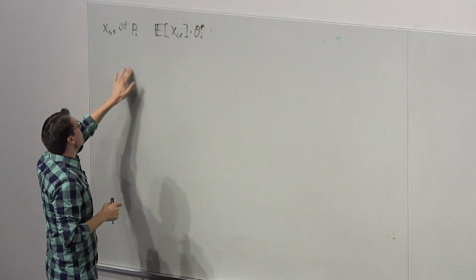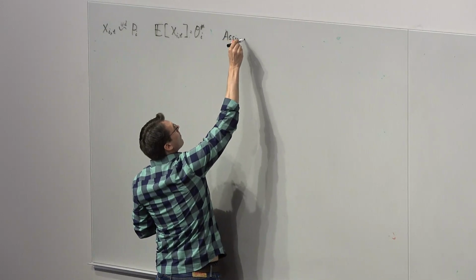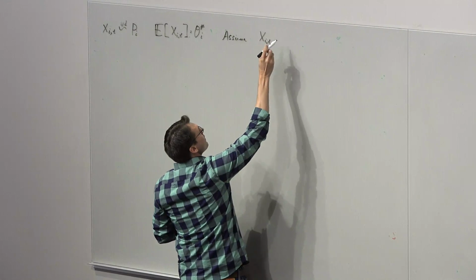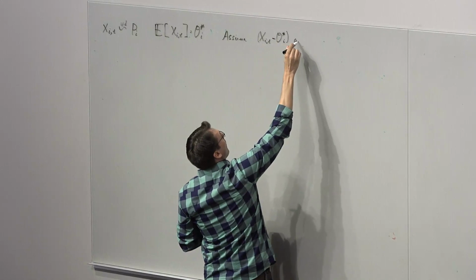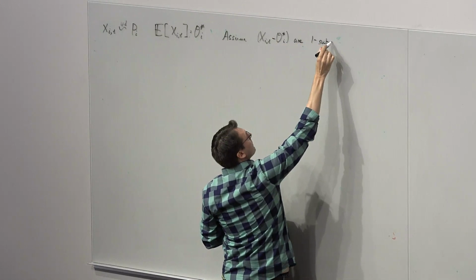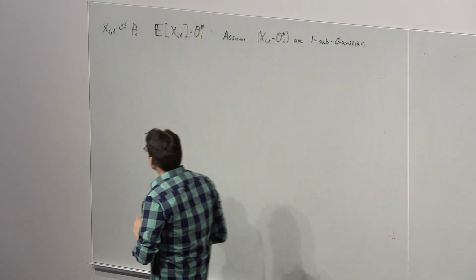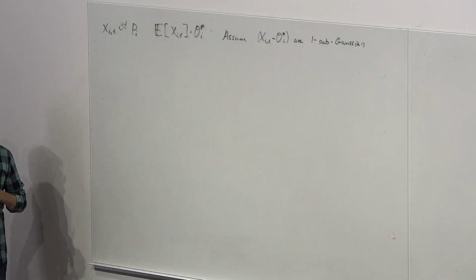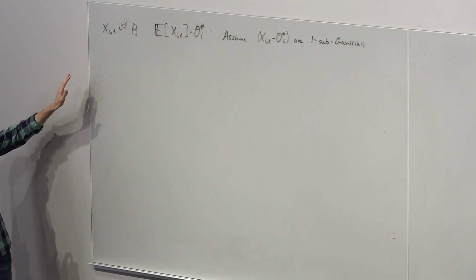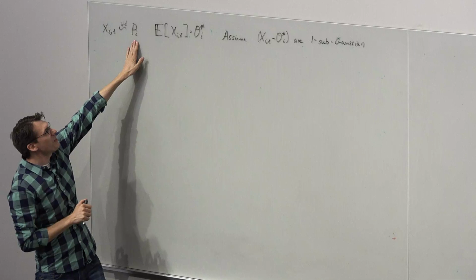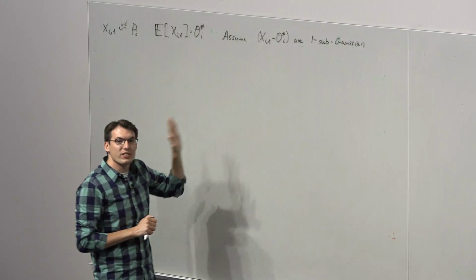And now what we did is we assumed that x_it minus theta star i are one sub-Gaussian. What that buys us is the ability to use sub-Gaussian tail bounds. So this says x_it is drawn iid according to distribution pi, the expected value of x_it is equal to theta star i, and x_it minus theta star i are one sub-Gaussian random variables.